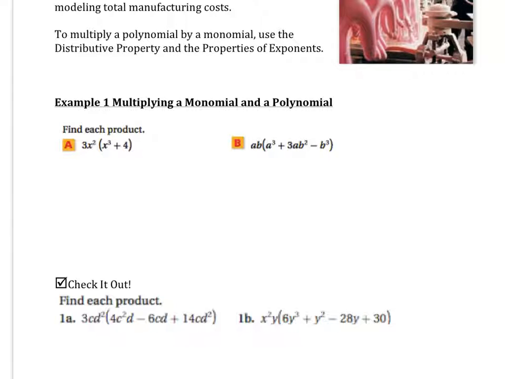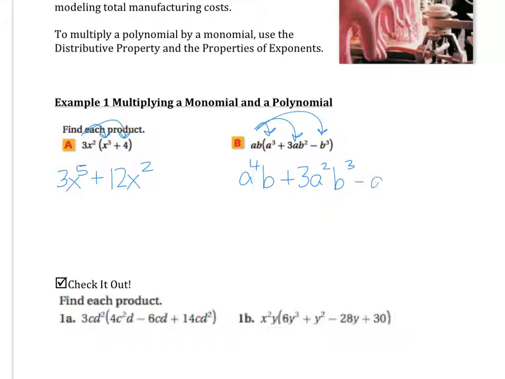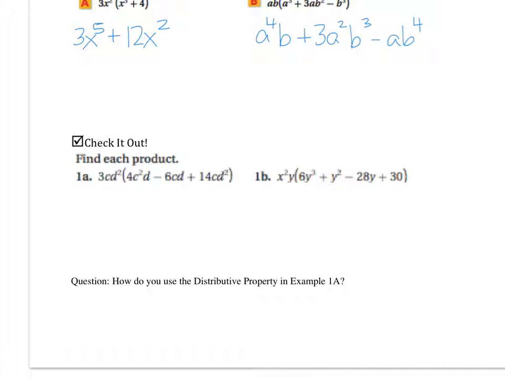Okay, so distribute, and you get 3x to the 5th, and then distribute 3 times 4 is 12x squared. Again, distributing, be a to the 4th b plus 3a squared b to the 3rd minus a b to the 4th. You should pause the video and try these two on your own so you're sure that you can multiply. Then check your answers.